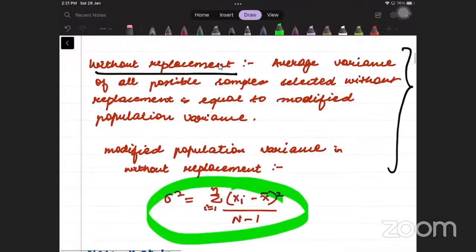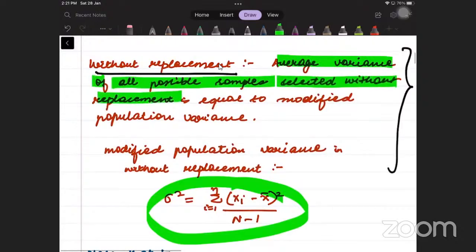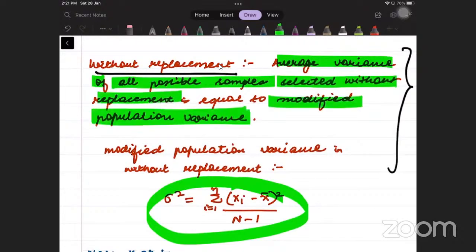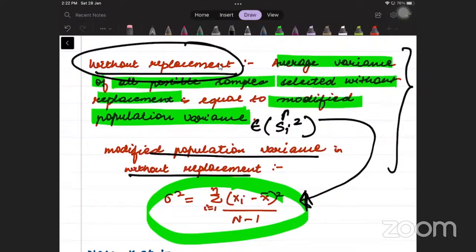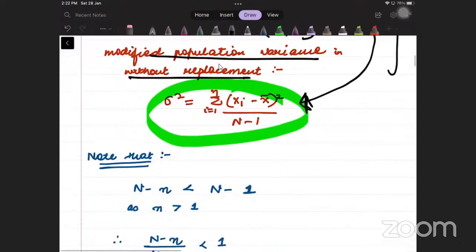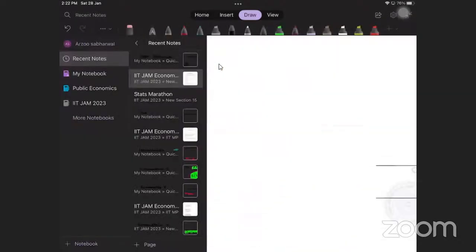So please read this down. Average variance of all possible samples selected without replacement is equal to modified population variance. So the expected value of the variance of the sample which is without replacement, whatever formula we derived, is equal to this. It is equal to the modified population variance. Okay. Now let's go back to the question after all this information.